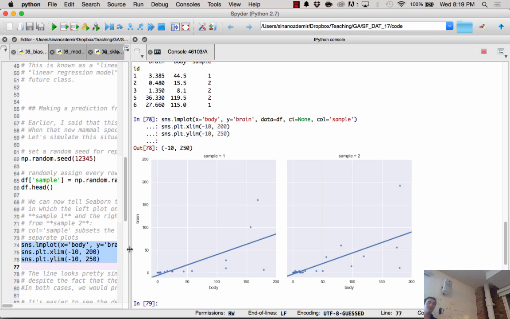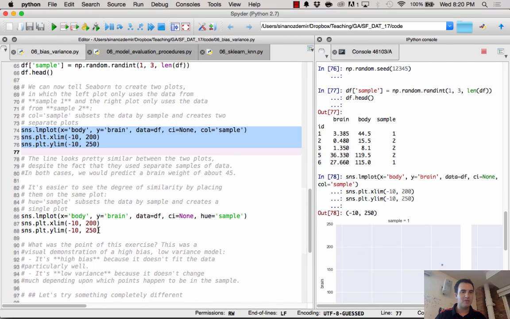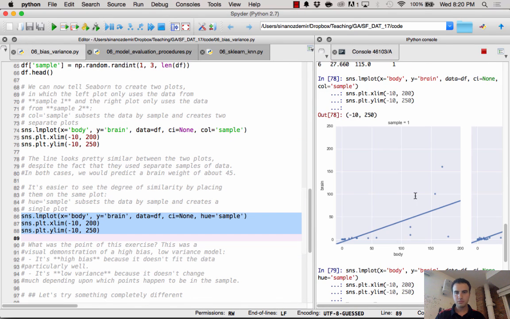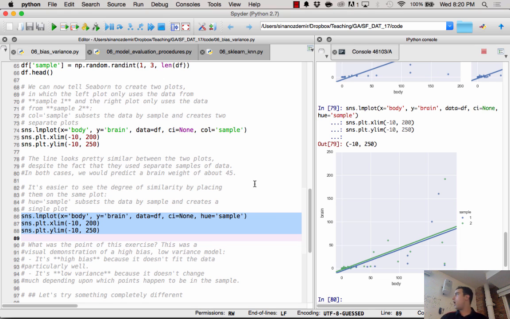And yet, what can you tell me about the line between both of them? They're pretty much the same, aren't they? I can hardly tell the difference between them. This is even more clear in the next set of code where I put them both in the same graph. Sample 1 is the blue line, and sample 2 is the green line. They're pretty much the same line.